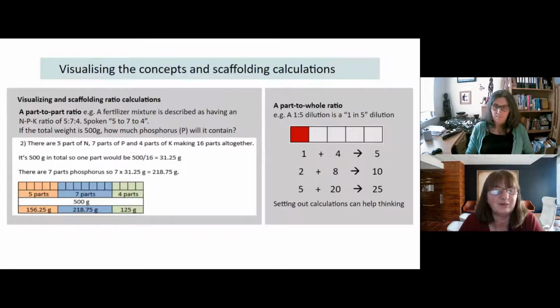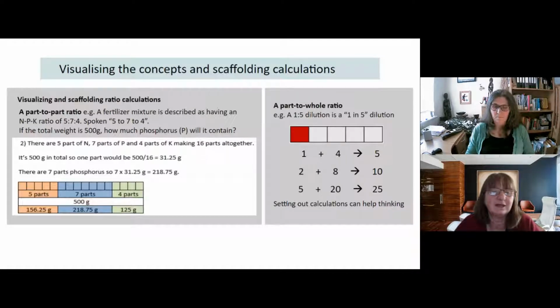And this question actually came from my daughter, who's studying environmental science. She said, "Mum, I don't know how to do this." And she was given, total weight is 500 grams. How much phosphorus will it contain? And all I did was draw 5 boxes to represent the 5 parts, and then 7 boxes to represent the 7 parts, and then 4 boxes to represent the 4 parts. And I said, well, altogether, that's 500 grams, isn't it? And she said straight away, oh, yeah, I know what to do now. And I didn't even have to say anything, I was like, oh, okay, well, good.